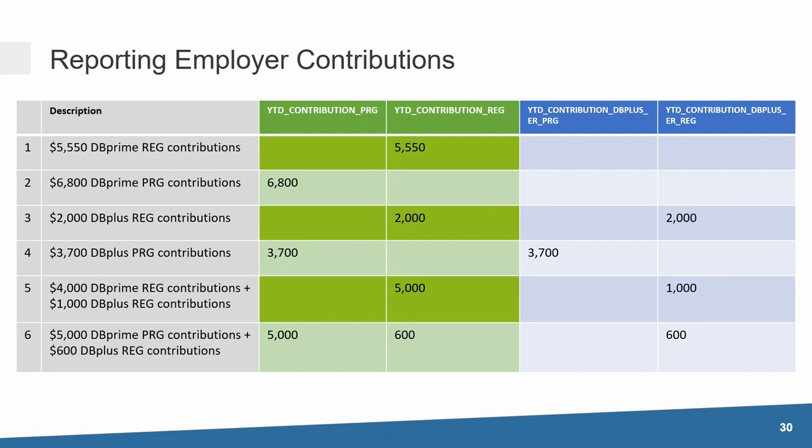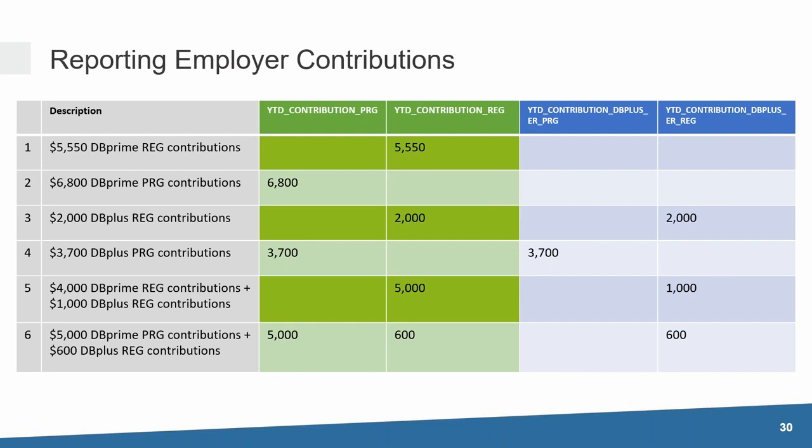If a member only has DB Prime service in the reporting year and therefore only has DB Prime contributions, it would only be required to report the contribution amount in the green column as applicable. Examples 1 and 2 represent members who only have DB Prime contributions for the year. As you can see, no employer contribution amounts are reported for these examples.